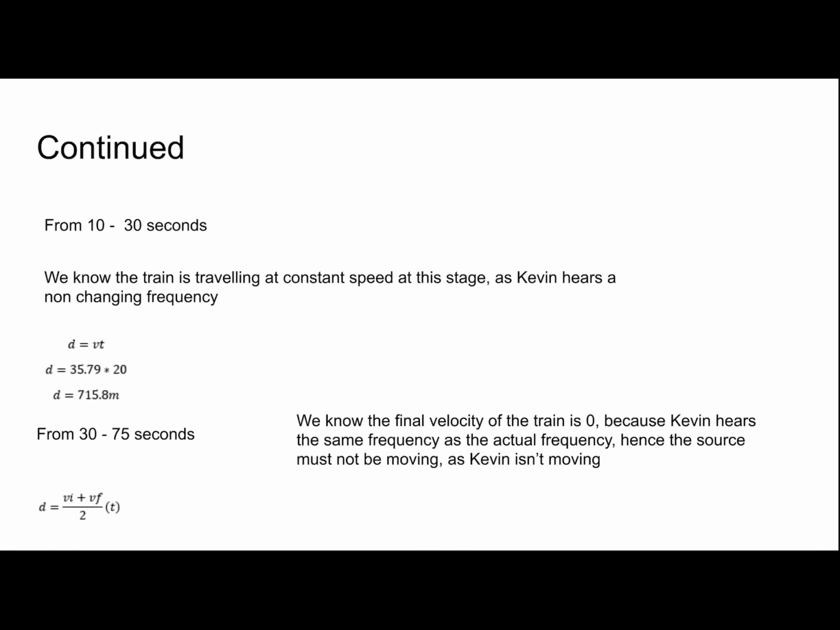So once again, we use d equals vi plus vf over 2 times the time, and we get that our distance is 805.275 meters. Alright, so now we want to find the total distance traveled in order to find the distance between our Talman Station and Chatsworth. So we add all the distances traveled together, and we should be getting that our total distance traveled is 1,700 meters. And that will be your final answer for this question.